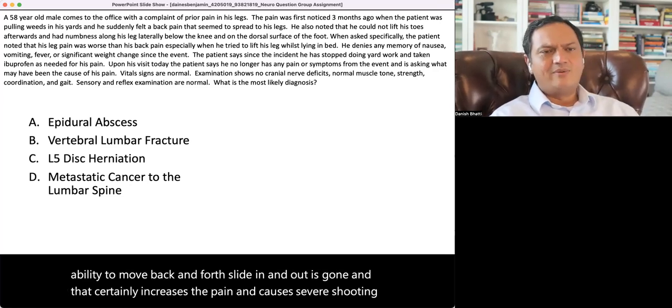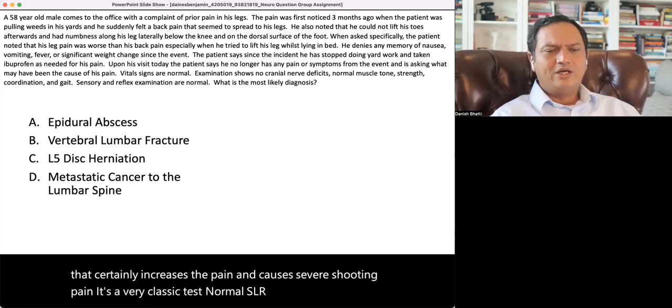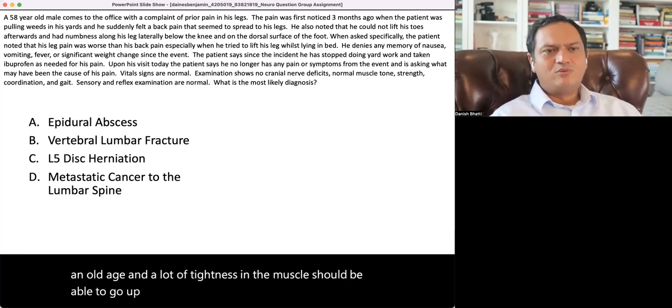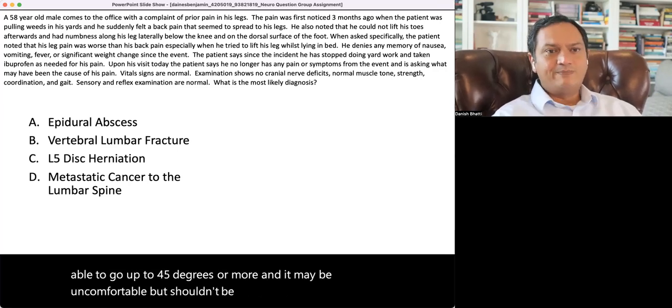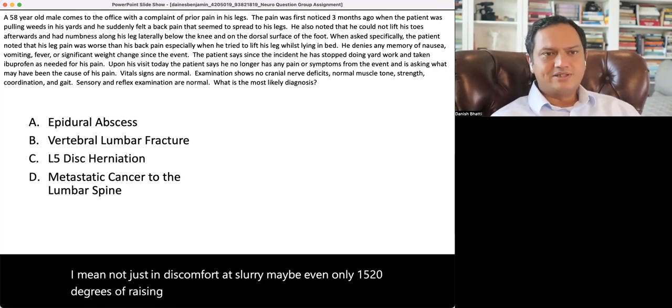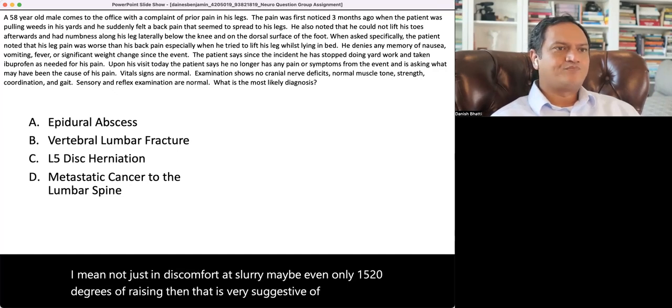It's a very classic test. With a normal SLR, even with old age and a lot of tightness in the muscle, you should be able to go up to 45 degrees or more, and it may be uncomfortable but shouldn't be painful. But if you're reproducing pain, not just discomfort, at SLR, maybe even at only 15 or 20 degrees of raising, then that is very suggestive of a disc herniation in the back.